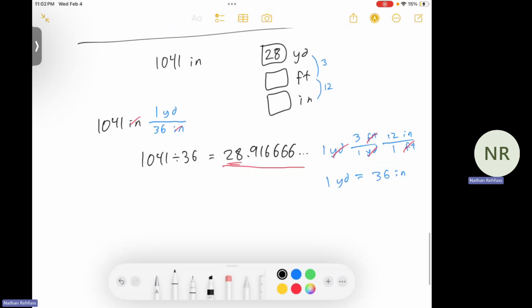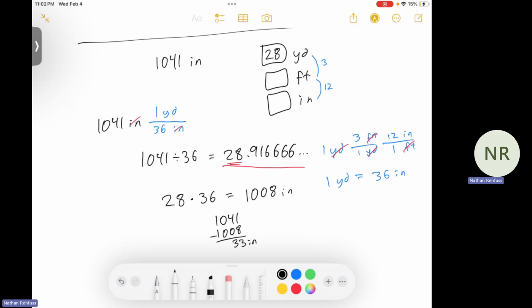Here's an easier way to see what's left over. I have 28 yards that I just built. I built them out of inches. Let's see how many inches we spent to build 28 yards. We turned 28 times 36 inches into 28 yards. I go in my calculator and I find 28 times 36 is 1008. So I spent 1008 inches to make 28 yards. I started with 1041 inches and I spent 1008. Those got built into yards. So there are 33 inches remaining.